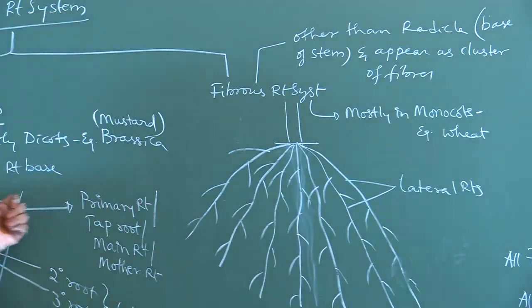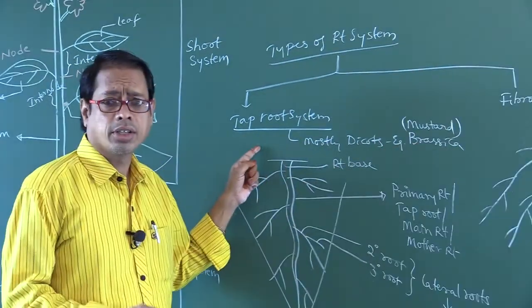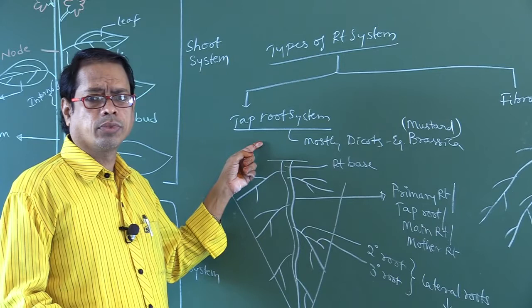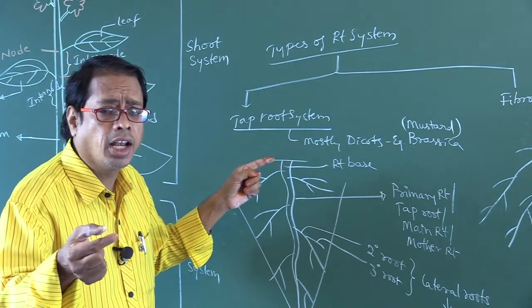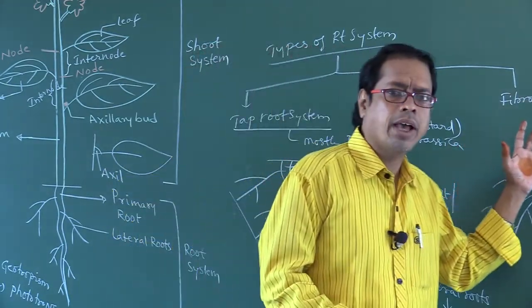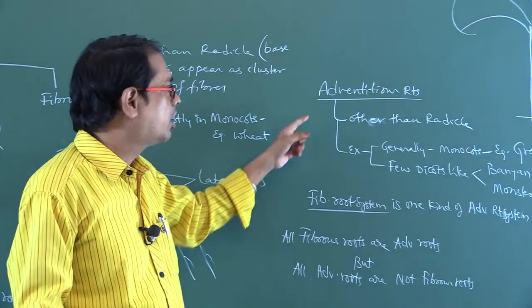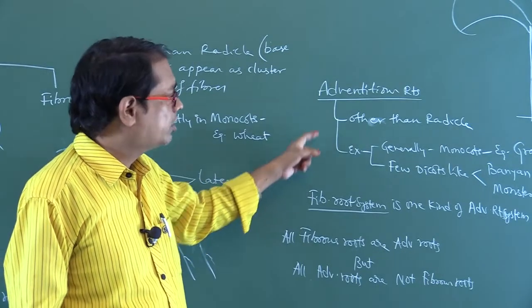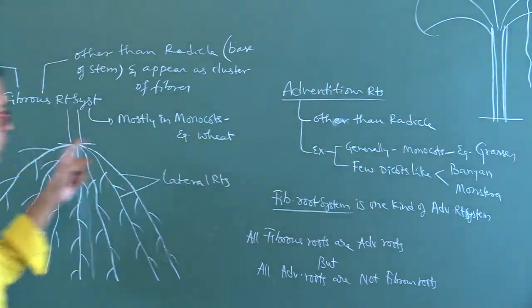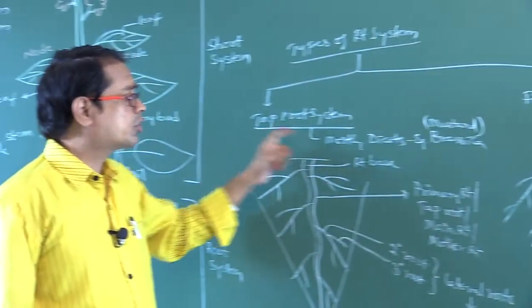So try to recall all these three points. The root system that is developed from the radicle is called the taproot system. The root system developed from the base of the stem, appearing as a cluster of fibers, is called the fibrous root system. The root system that is developed from other than the radicle is called adventitious roots. Adventitious roots are found in both monocots and dicots. The fibrous root system is found mostly in monocots.